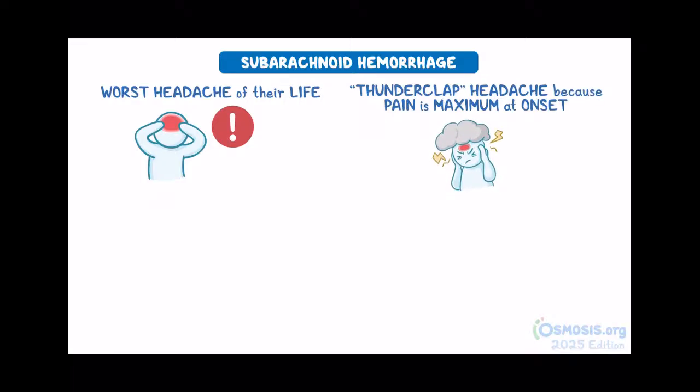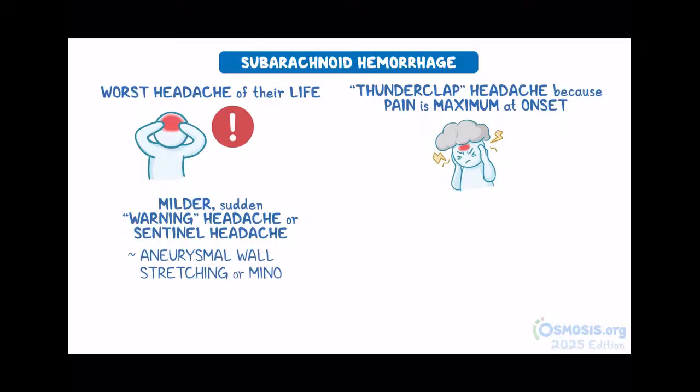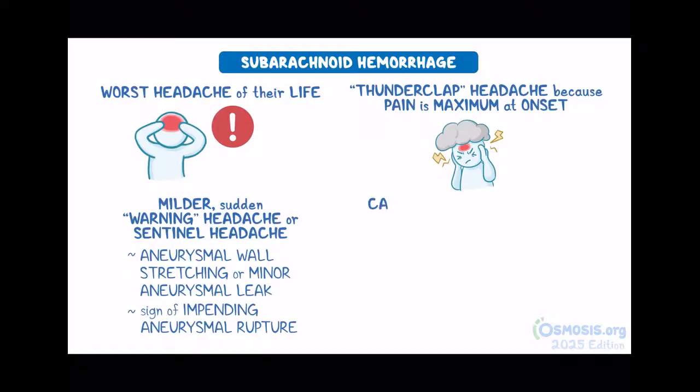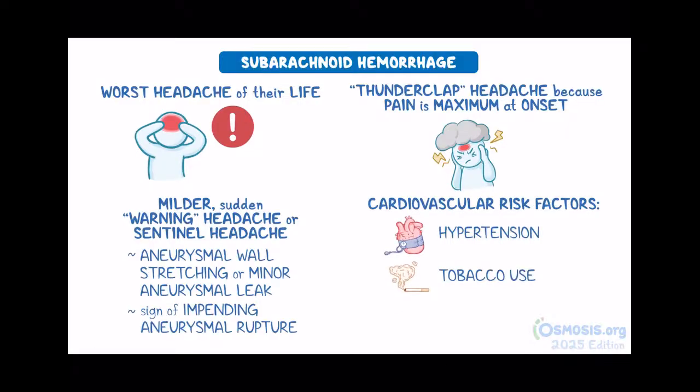In some cases, a few days or a few weeks before the patient's presentation, they had a milder sudden headache called a warning or sentinel headache. This type of headache occurs due to aneurysmal wall stretching or minor aneurysmal leak and is often a sign of impending aneurysmal rupture. Also, they might report cardiovascular risk factors such as hypertension and tobacco use, as well as a family history of cerebral aneurysms.